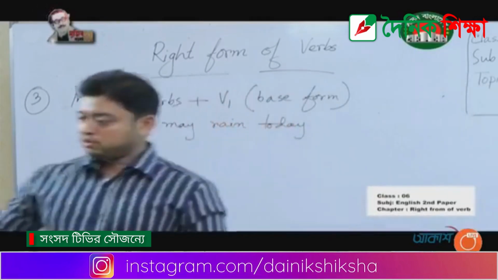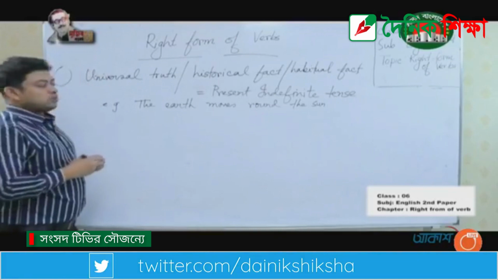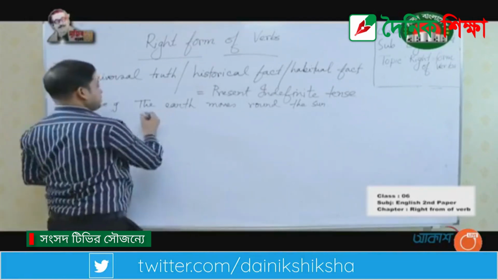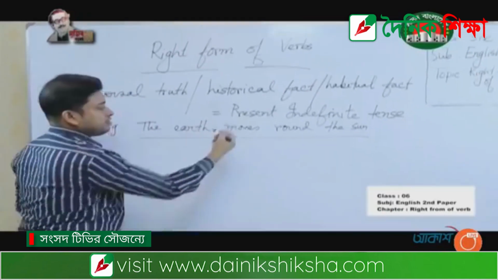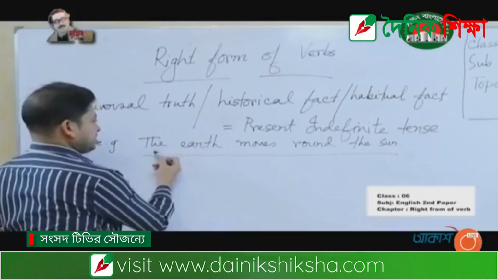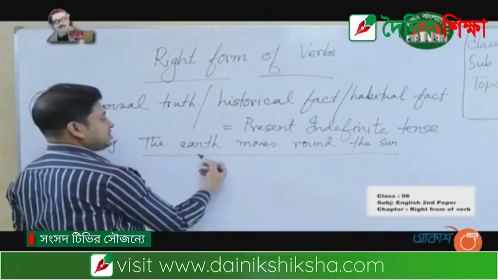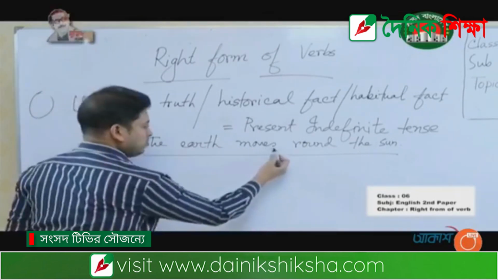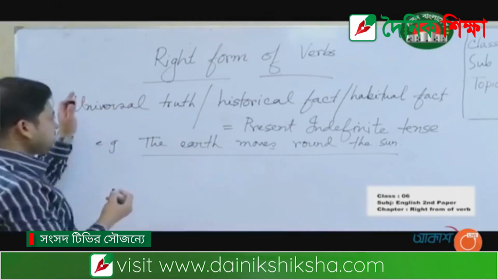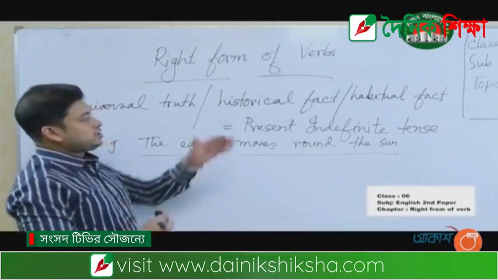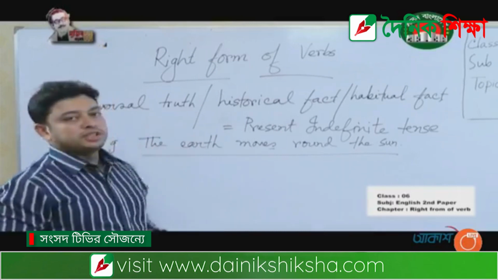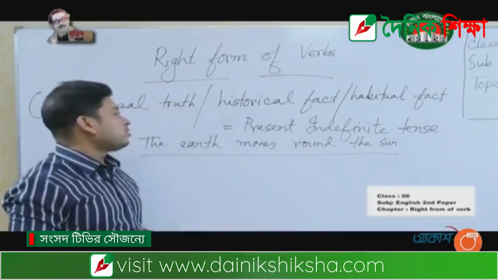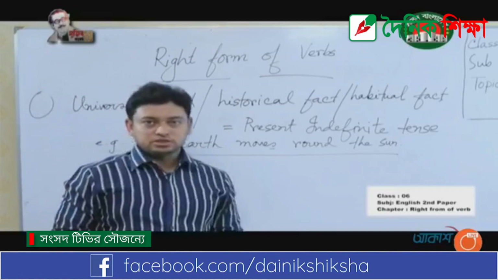Then rule number 4. The earth moves around the sun. This is a universal truth. That's why present indefinite tense is there. The subject is third person singular, so it's always present indefinite tense, that's why moves. So if there is a universal truth or historical fact or habitual fact, there will be present indefinite tense. Present indefinite tense can also be called simple present tense, so both are right.